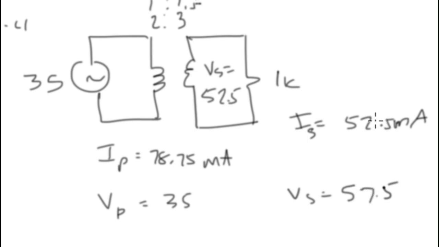So this times this equals this times this. I think I got it right. It's 52.5. I was right the first time. So 52.5 times 52.5 is equal to 78.75 times 35. This times this has to equal this times this.